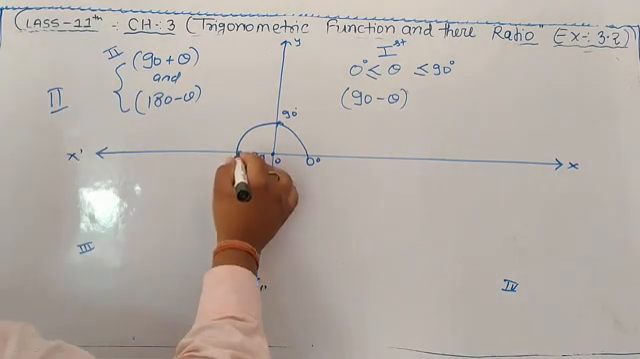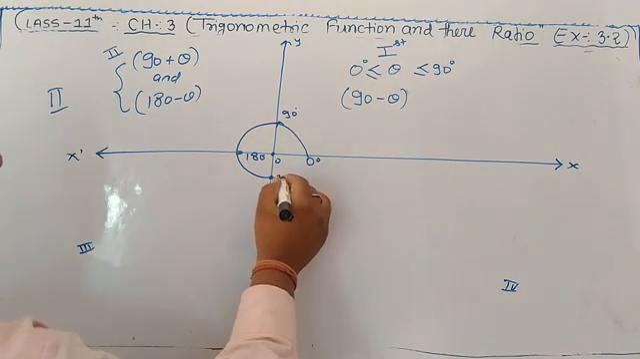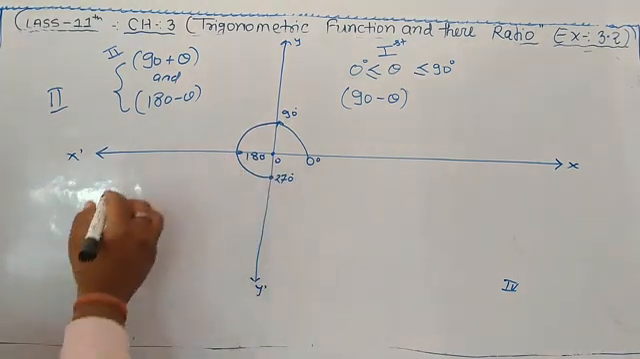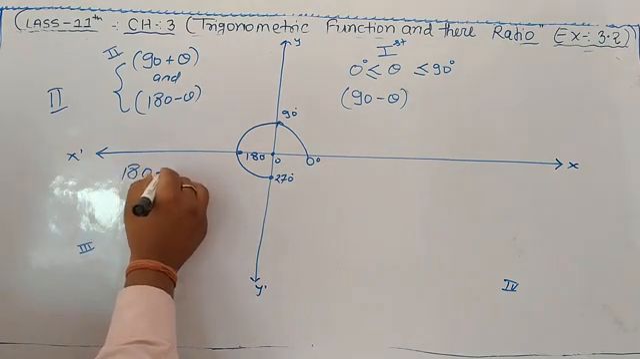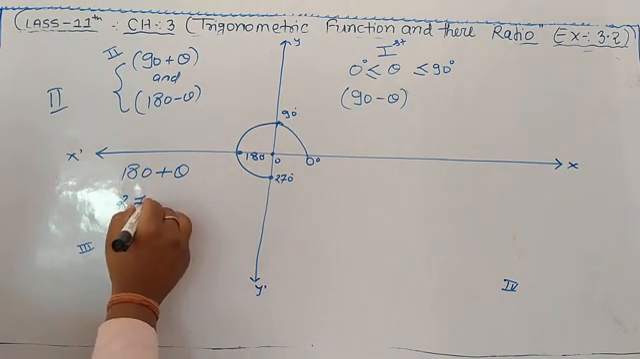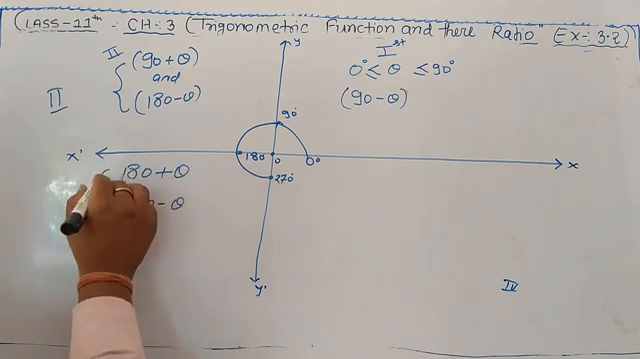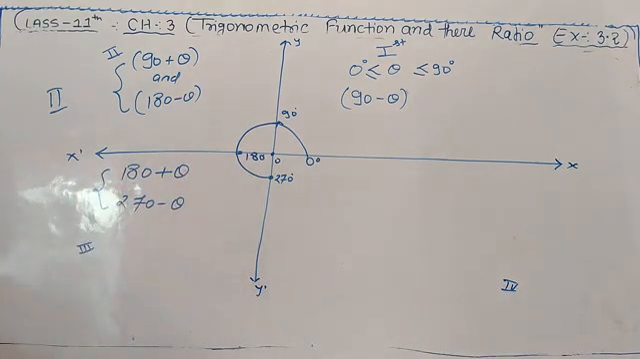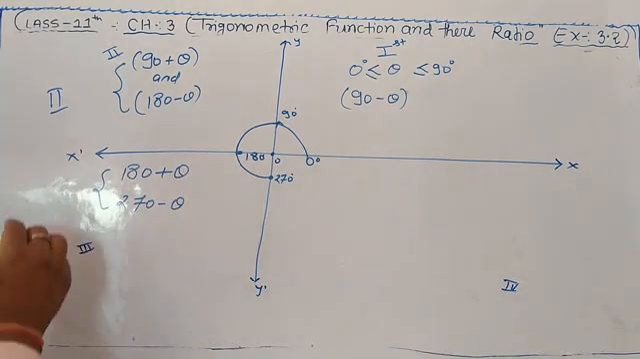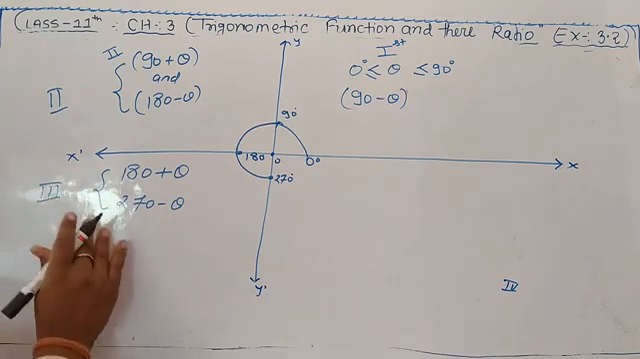Third quadrant, student: 180 plus theta and 270 minus theta. In this quadrant tan and cot are positive, the others negative. This is the third quadrant.